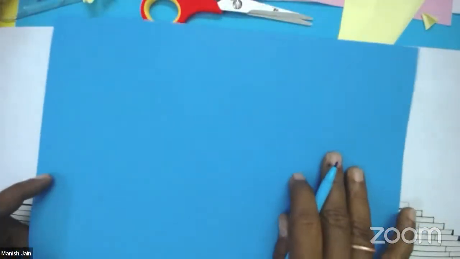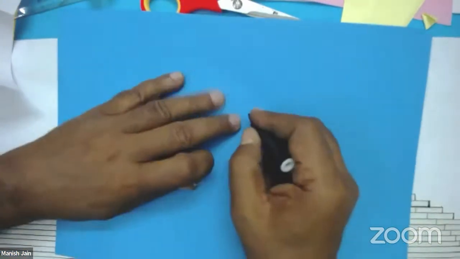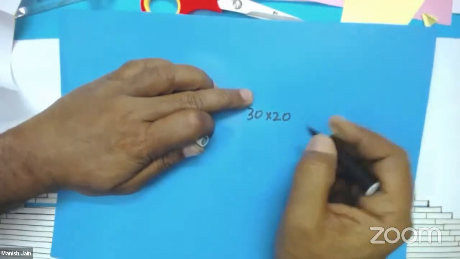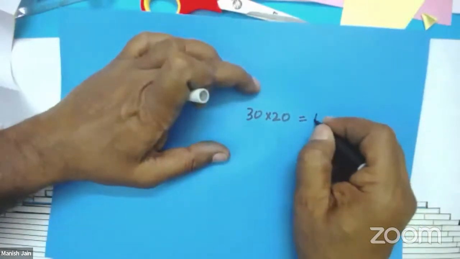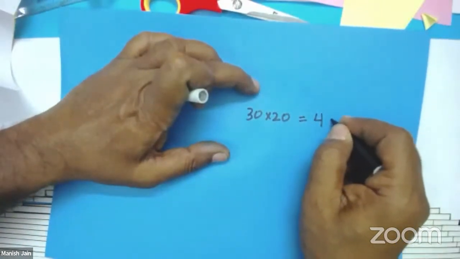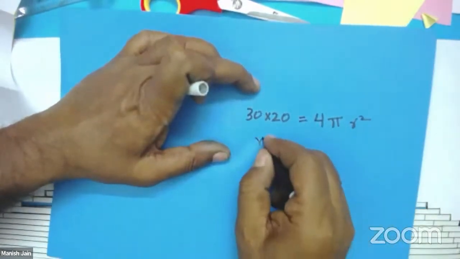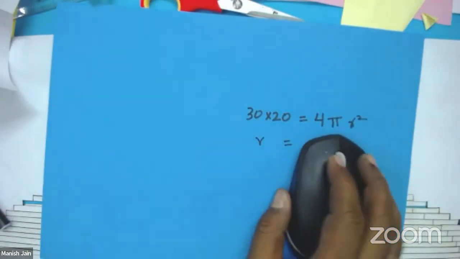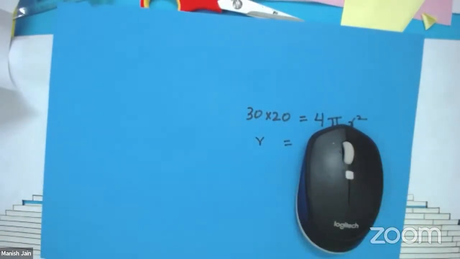If this is my paper, and I will take the black pen. This area is 30 centimeter by 20 centimeter. This remains the same, and I have to make a sphere out of it, whose area will also remain the same. So this is 4 pi r square. So this radius will come to, can we calculate this quickly? 600 divided by 4 pi. Let me just do it right now.